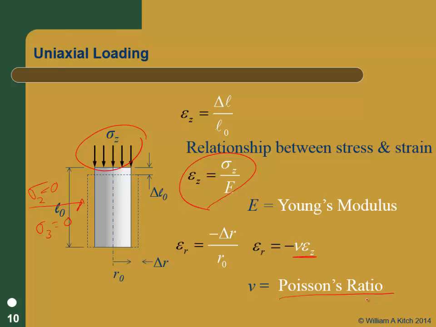So those are two of the elastic constants that we can use to describe three-dimensional states that relate three-dimensional stress to three-dimensional strain. Now, these two simple relationships here only apply under these boundary conditions, but we can use those constants for any boundary conditions. It's just that the relationship's not quite as simple.